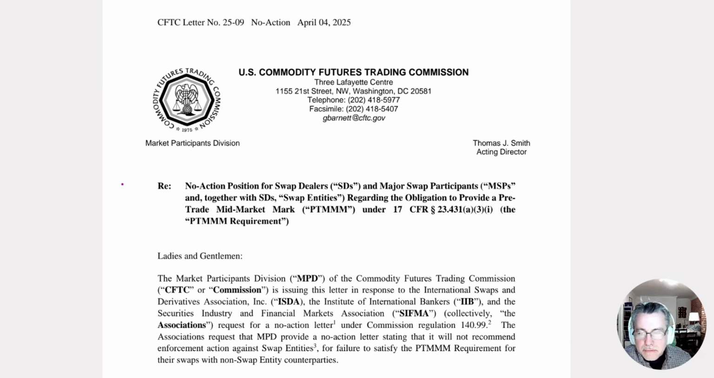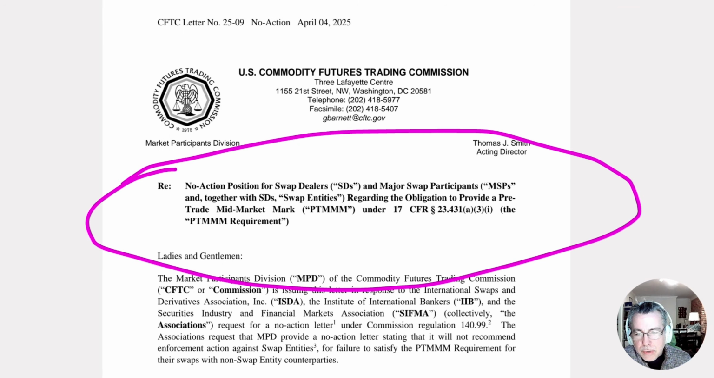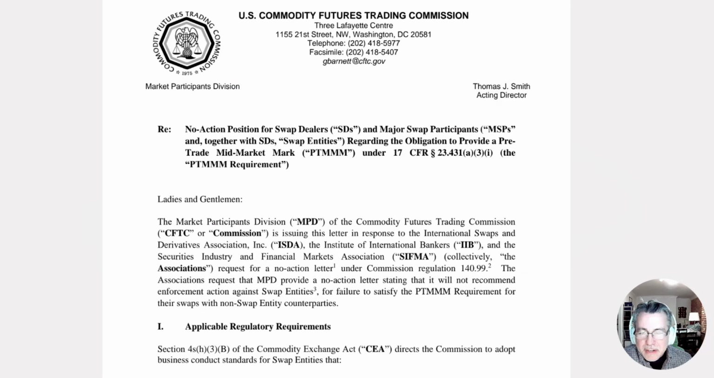So a few weeks ago, the Commodity Futures Trading Commission issued this no action letter for swap dealers dealing with pre-trade mid-market disclosures. Now, one of the things that a lot of people misunderstand about CFTC no action letters versus SEC no action letters is that you can rely on somebody else's no action letter at the SEC, but not the CFTC. What do I mean by that?